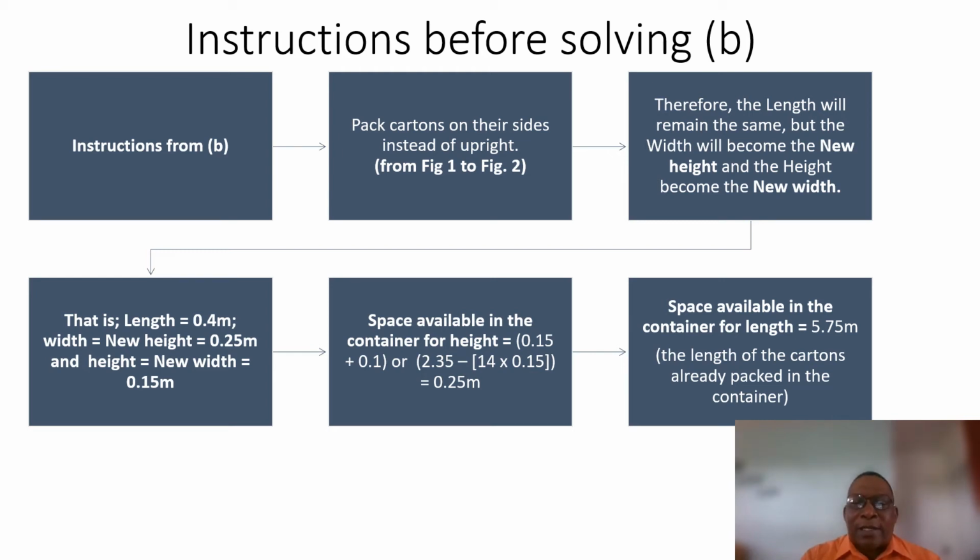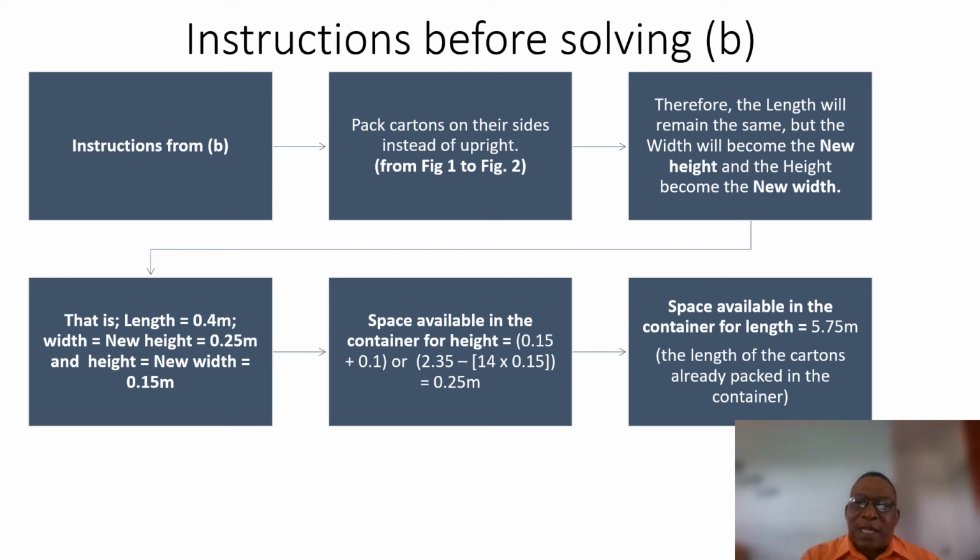Here's another way to look at it. The initial height of the actual container is 2.35. And we have been told now that it's no longer 15, but it's now 14. Now, when we utilize 14 times 0.15, we get 2.1 meters. 2.1 from 2.35 leaves 0.25 meters. Same thing.